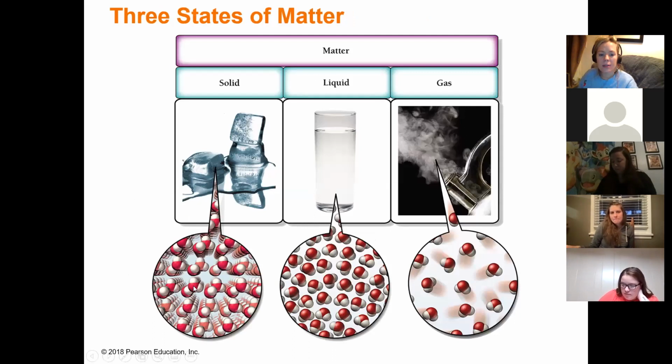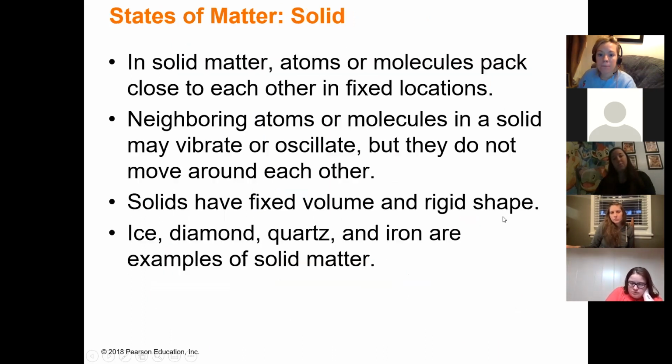So here, these are microscopic images of what's happening with the water molecules. In the solid, they're closely packed together, and they're all lined up. In the liquid, closely packed together, but they're not lined up. They have the freedom to roll and flow. Here, in the gas, not closely packed together and not lined up.